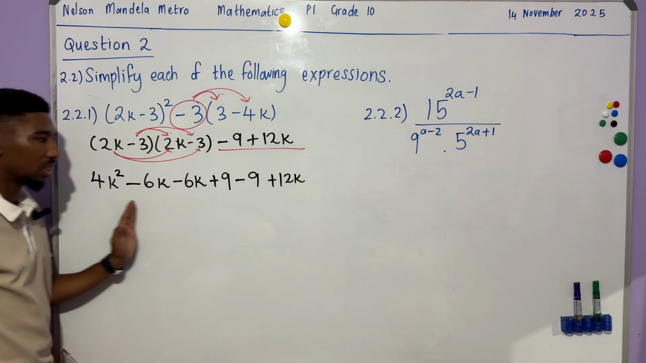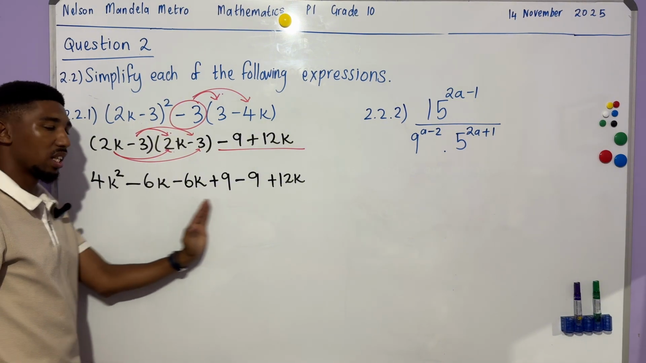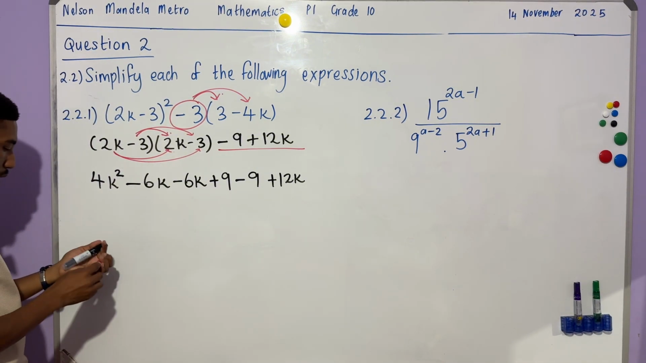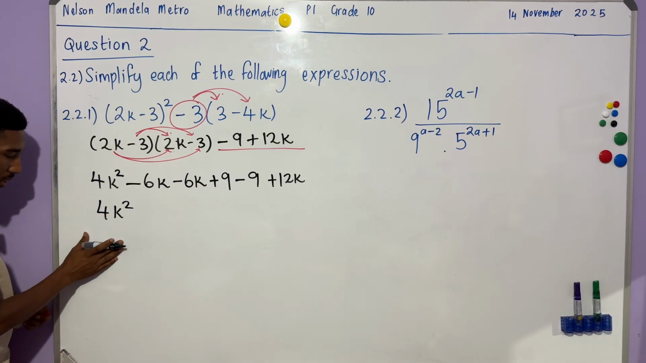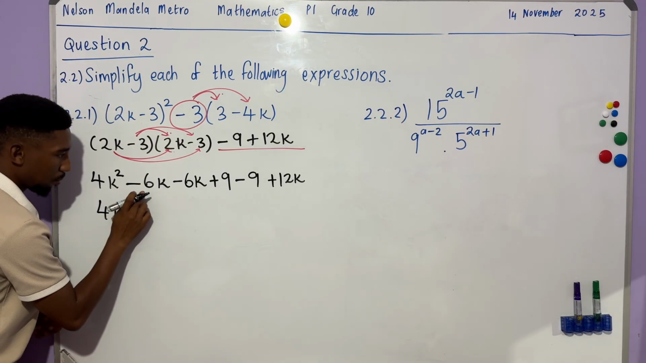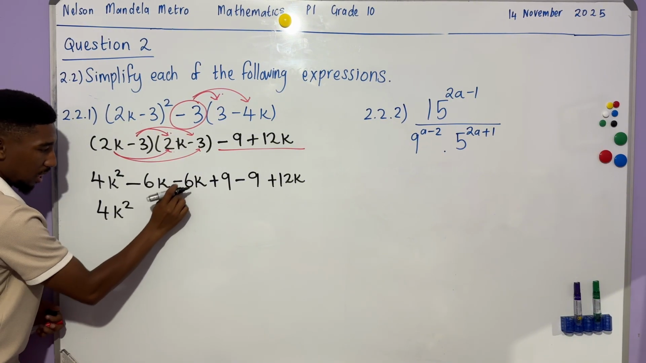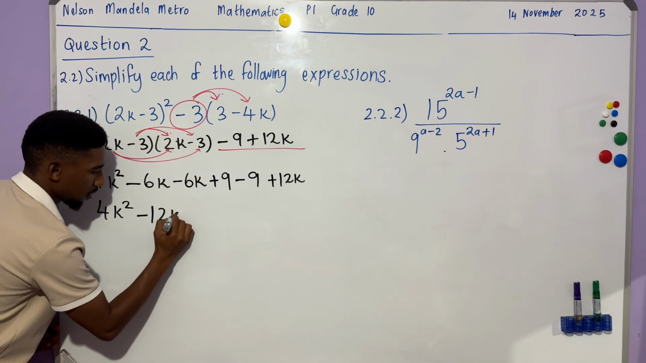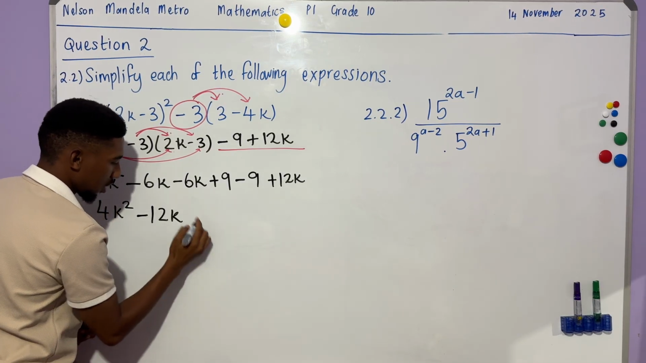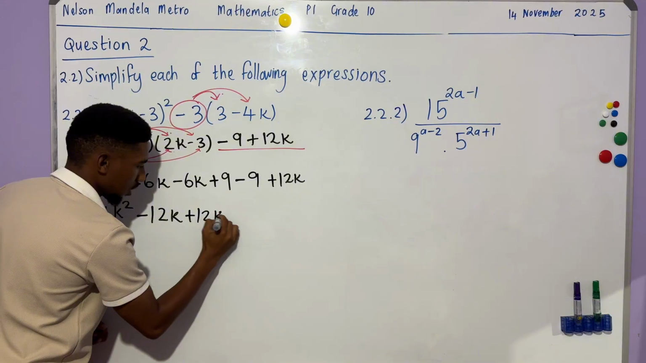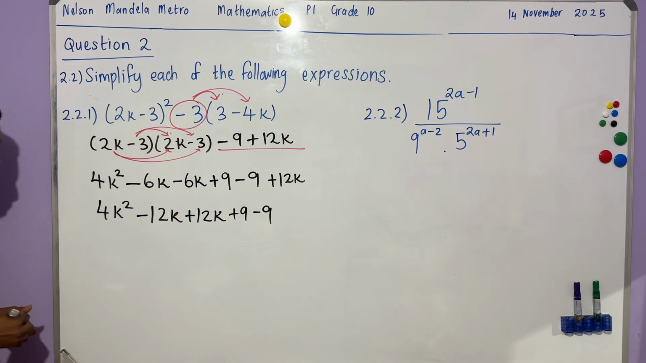When we have all of these terms, we try to put all the like terms together. So we have 4k squared. There's nobody else that's a like term with 4k squared. Then we have minus 6k. This we can already simplify to give us minus 12k, not 0. Okay, and then we have plus 12k. I'm going to shift it over to the side, and we have plus 9 minus 9.